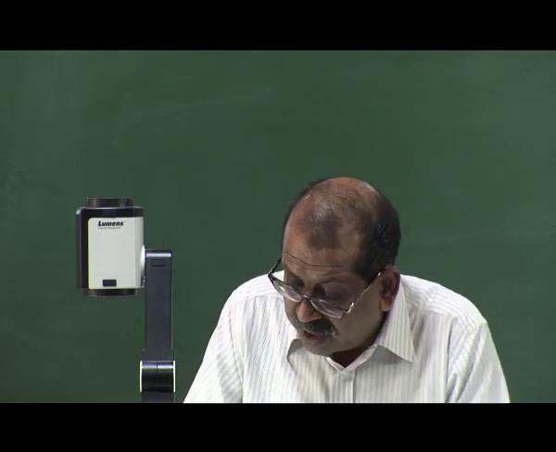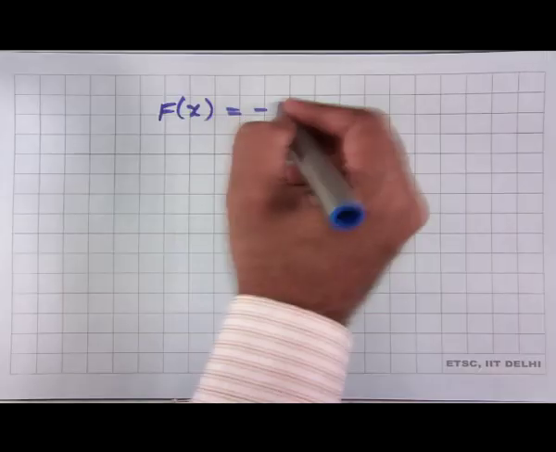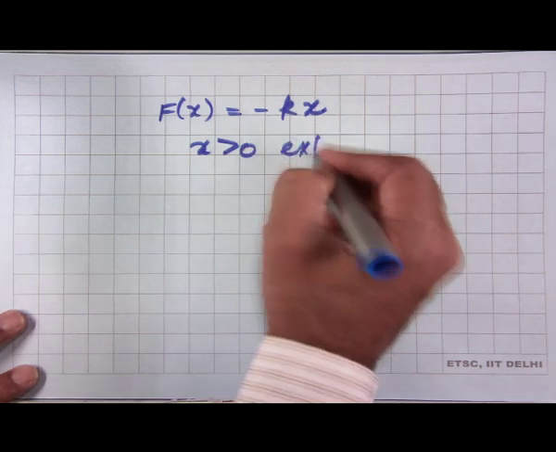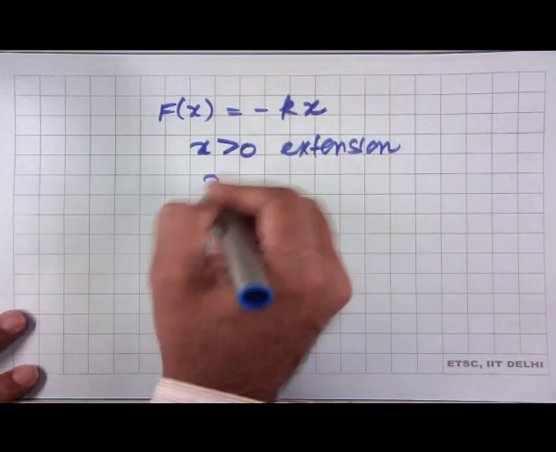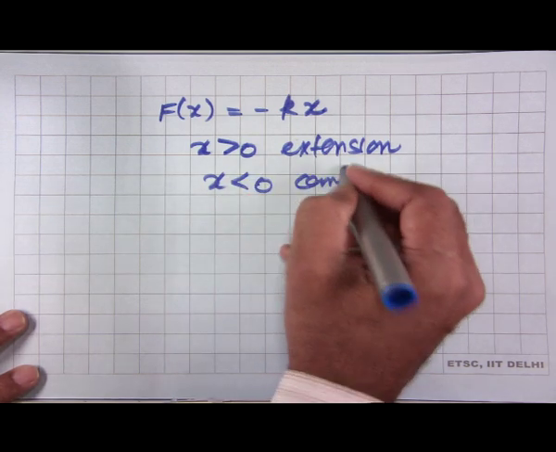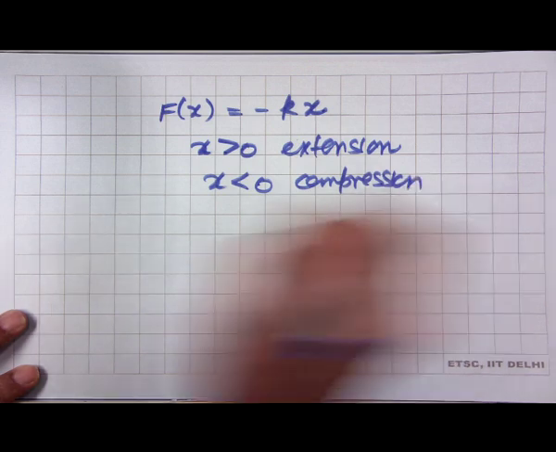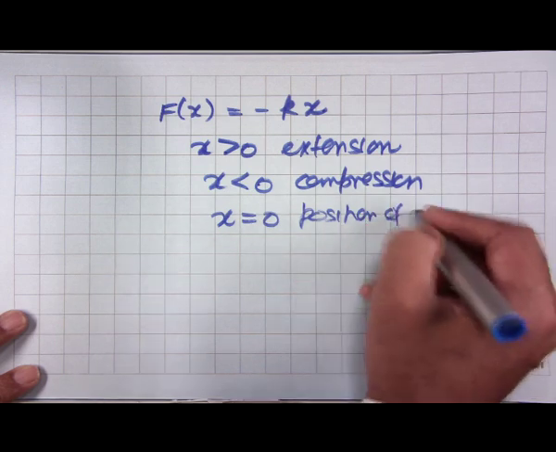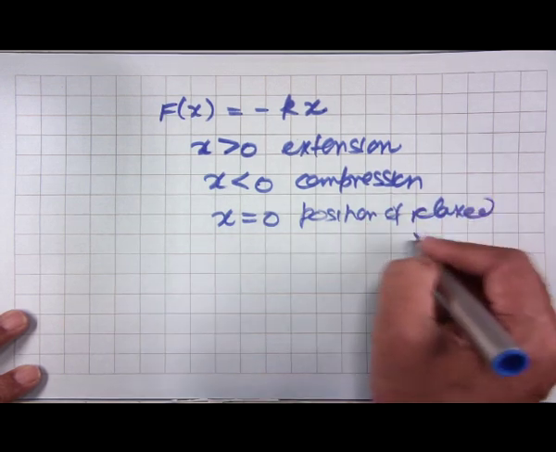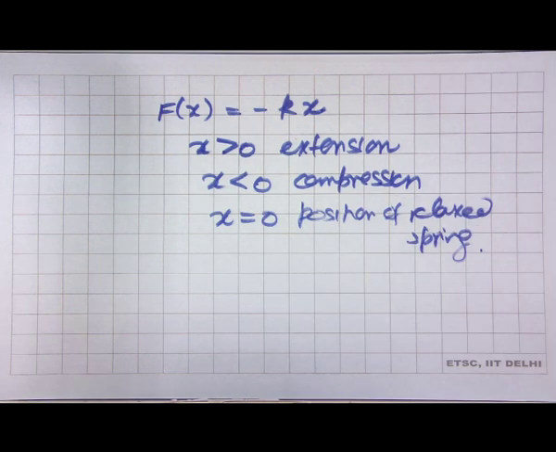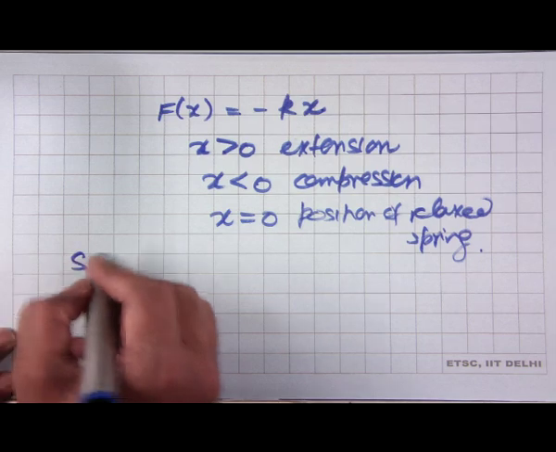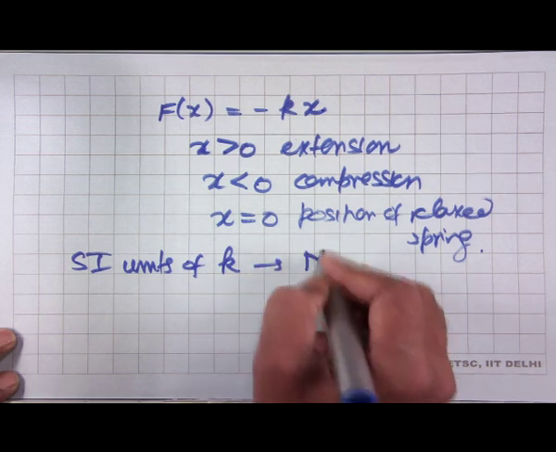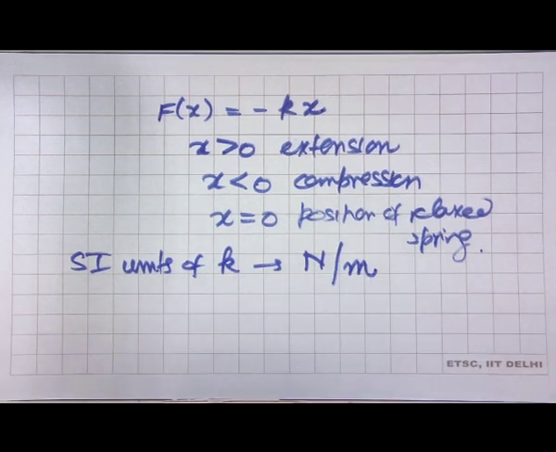And so f of x for a spring is equal to minus kx, where x greater than 0 means extension, x less than 0 is compression, and x equal to 0 is the position of the relaxed spring, where there is no extension or compression. The SI units of K are Newton per meter.